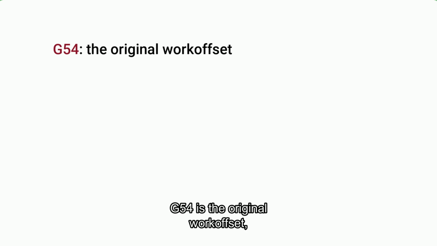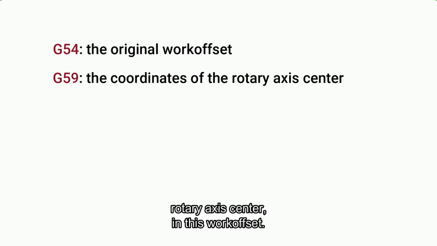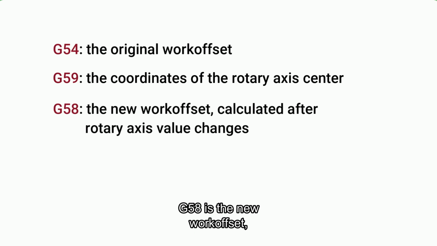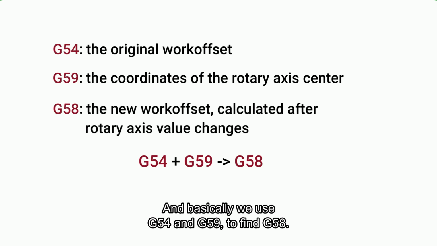G54 is the original work offset, which will be used to machine the part. G59 has the coordinates of the rotary axis center. You have to enter the values of the rotary axis center in this work offset. G58 is the new work offset, calculated after the rotary axis changes. And basically we use G54 and G59 to find G58.